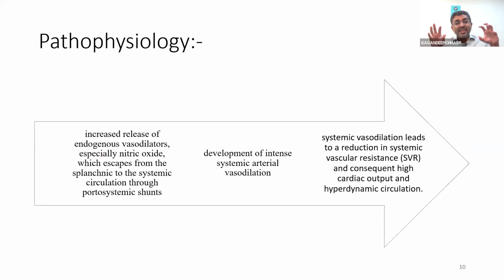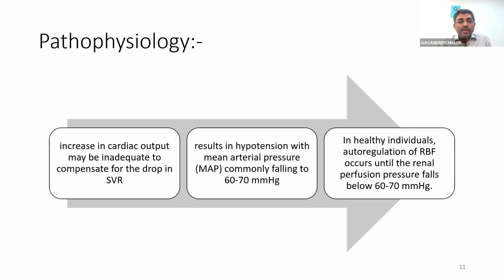So moving further, there is increased release of endogenous vasodilators, especially nitric oxide, which escapes from the splanchnic to the systemic circulation through portosystemic shunts. Secondary to that, there is development of intense systemic arterial vasodilatation. This vasodilatation leads to a reduction in the systemic vascular resistance, and that leads to a high cardiac output and a hyperdynamic circulation. Now, this increased cardiac output may be inadequate to compensate for the drop in the systemic vascular resistance. That results in hypotension, with a mean arterial pressure commonly falling to around 60 to 70 millimeters of mercury.